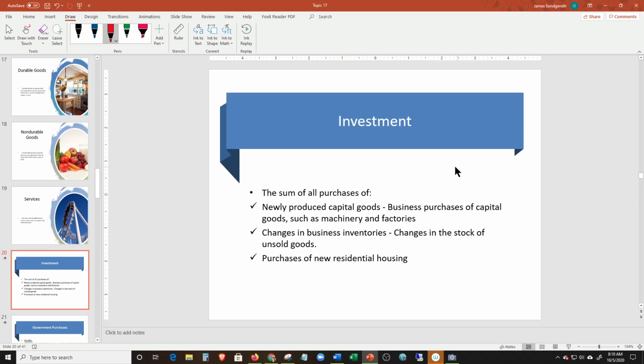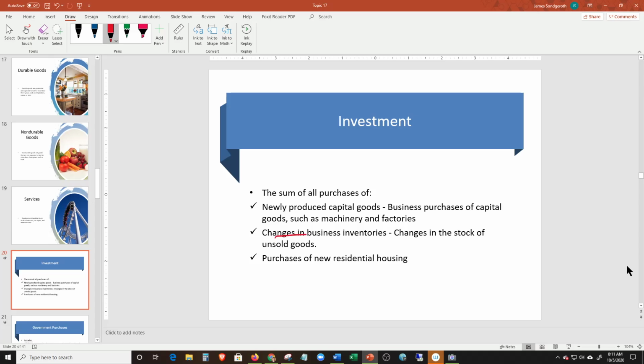So now we turn from consumption to investment. And this is business investment. Newly purchased capital goods, machinery, factories, transportation equipment, communication equipment. This is going to turn out to be a big one.